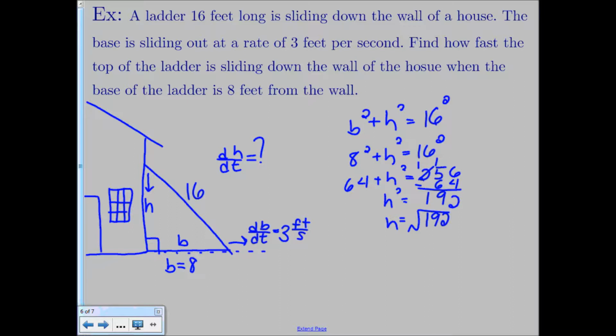If we look real carefully, 192 divided by 4 is going to give us 48 times 4. So we can bring this down to make this 2 times the square root of 48, bringing that 4 outside. And then if we divide by 4 again, we're going to get another 4 outside times 12. Bringing in another 4, we're going to get 8 root 3. So now we know that the height of the wall is going to be 8 root 3 feet when the base of the ladder is 8 feet from the wall of the house.